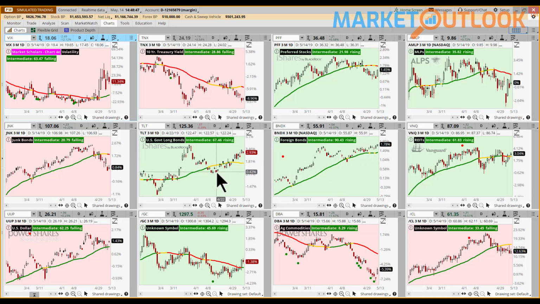TLT also looks pretty impressive. However, it's not quite as strong in my eyes as BNDX. And the reason for that is twofold. First of all, notice that the moving average colors are different. So the moving average color on TLT is yellow because the moving average is rolling over while price is above it, whereas with BNDX, you have price above a rising moving average, so the tip of that moving average is green. So from that perspective, it's a little healthier. In addition to that, just simply looking at the price action all by itself appears like things are a little bit healthier with BNDX as well.